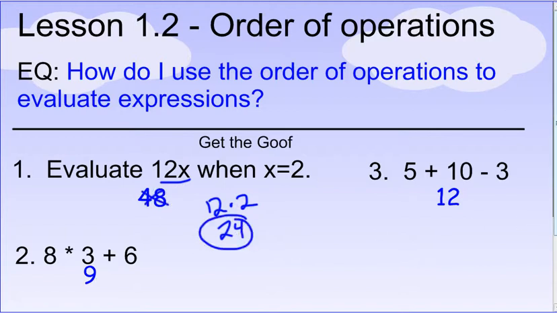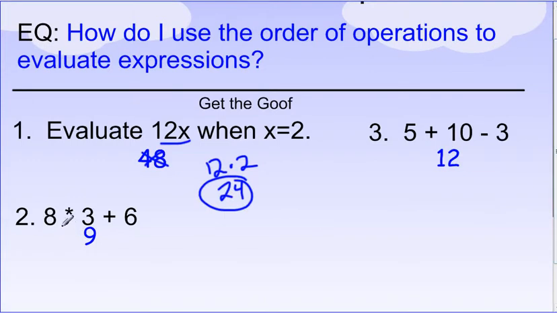Number 2, down below, it says 8 times 3 plus 6. Well, we're learning about the order of operations today, but in case you didn't know, the first thing you would do is the multiply. 8 times 3 is 24. And then when you add 6 to that, you'd get 30.